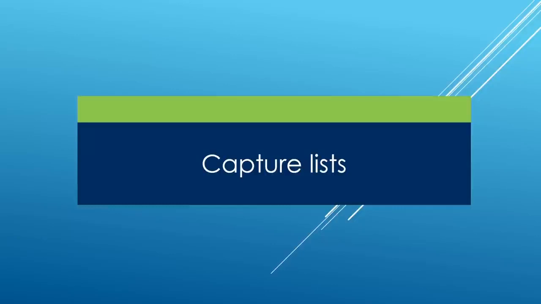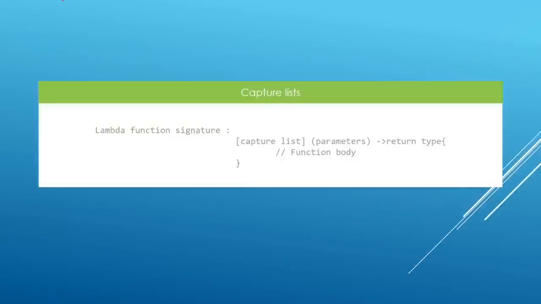In this lecture, we're going to see how we can use capture lists in our lambda functions and do some useful things. We have seen that the syntax of our lambda functions includes these square brackets here, but we haven't really used them to do anything. For what we have done in the last lecture, they were empty all the time. In this lecture, we're going to use them.